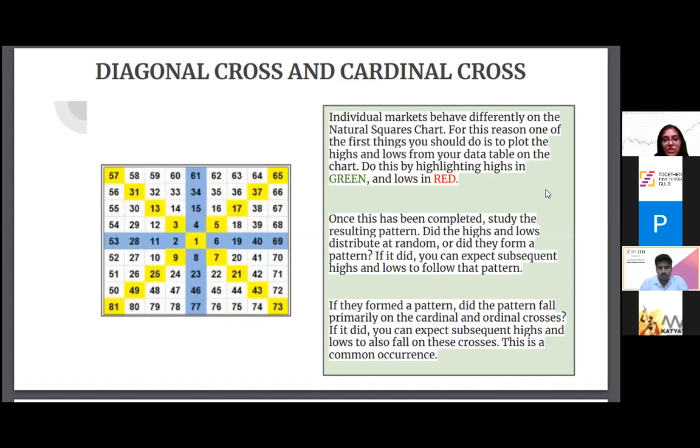Here, the numbers indicate the dates. So say, for example, your high occurred on 29th June. So you will put the 29th June on 1, then 30th June on 2, 31st on 3, and so on. Like this, we can find the high and low. We need to do this by highlighting the highs in green and the lows in red.